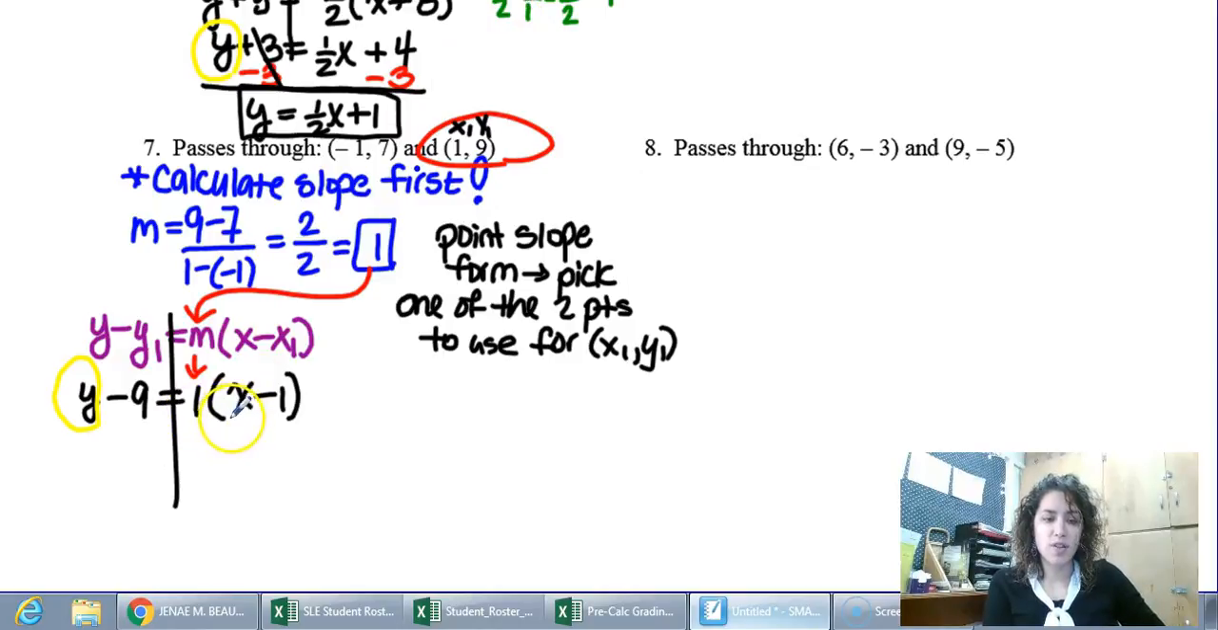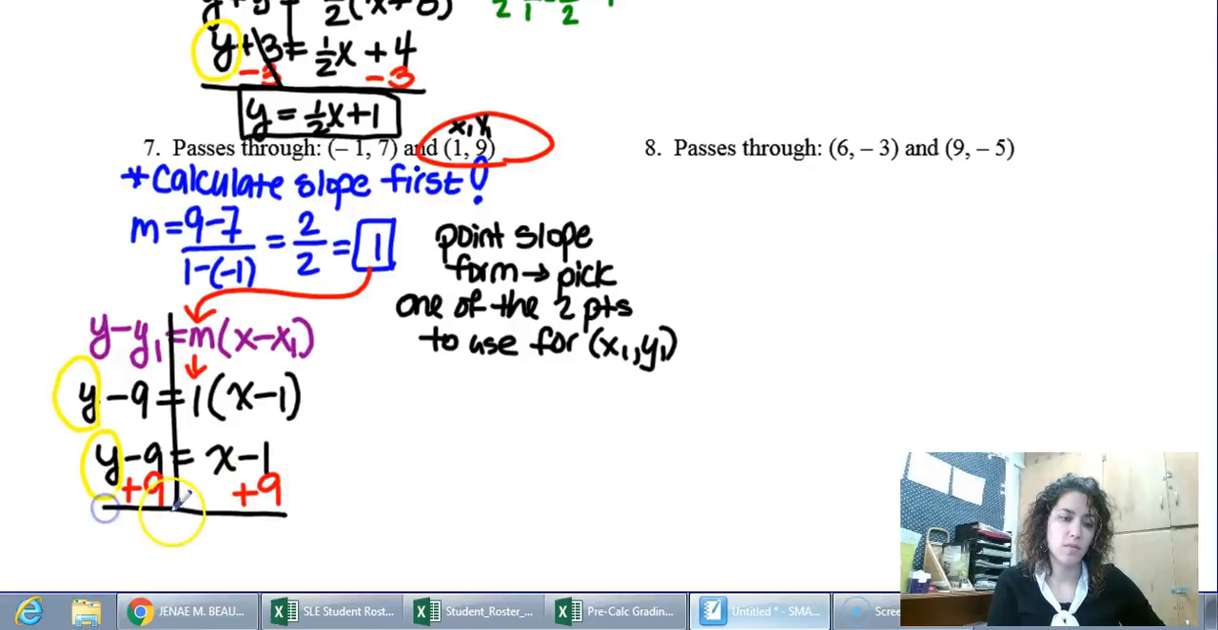Distributing this 1 won't actually change anything, so I get y minus 9 equals x minus 1. And to solve for y, again trying to get this y by itself, I'm going to add 9 to both sides. And I get y equals x plus 8. And we're done.